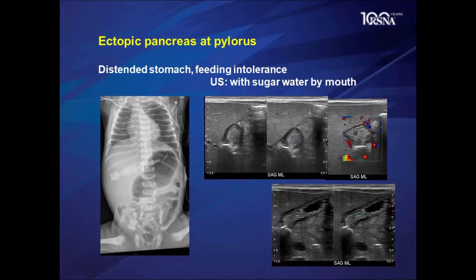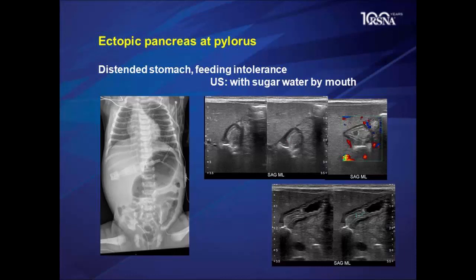The pyloric channel is here. The muscle is not thick, but we have some soft tissue here. So is it intrinsic? Is it extrinsic? So we took back the baby 2 hours later, feeding him sugar water by mouth and observing the dynamics of it, and we actually see that the pyloric channel is not that thickened, but we have a pathology, intramural pathology.